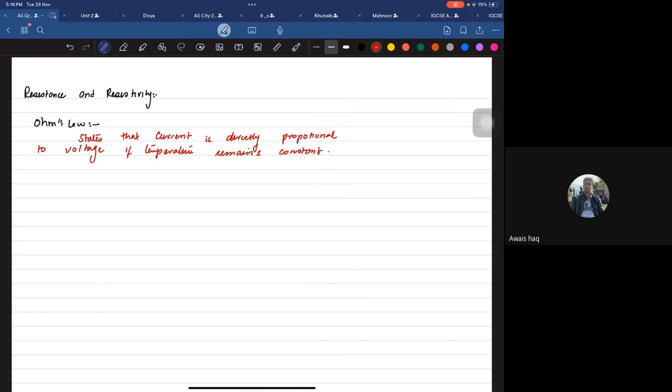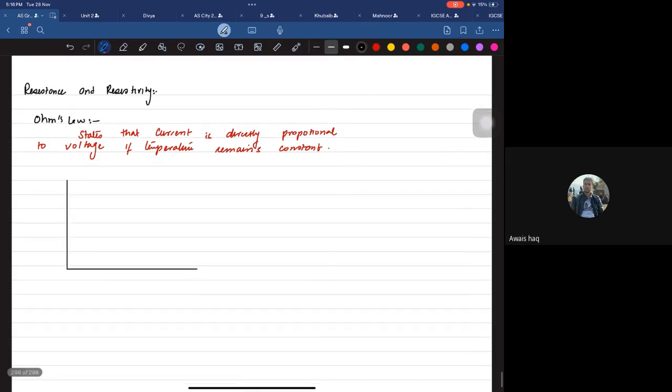Now, basically, whenever you have something directly proportional, like you see here, if you draw a current and voltage graph, you would see a straight line like this, which means voltage is directly proportional to current. And this graph that you see is only true for ohmic conductors.